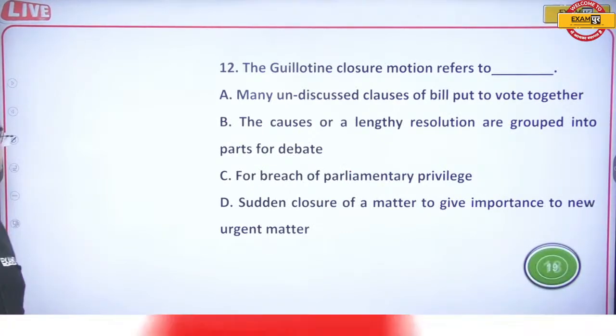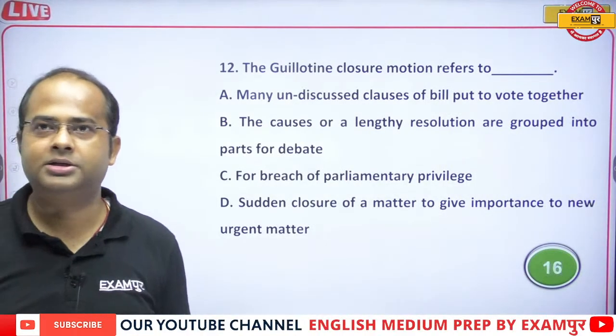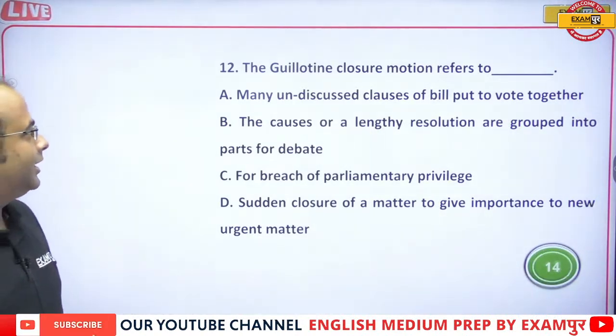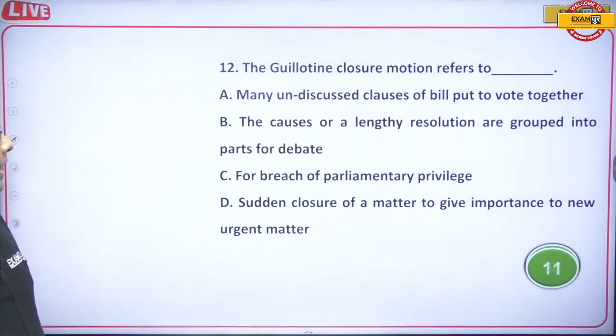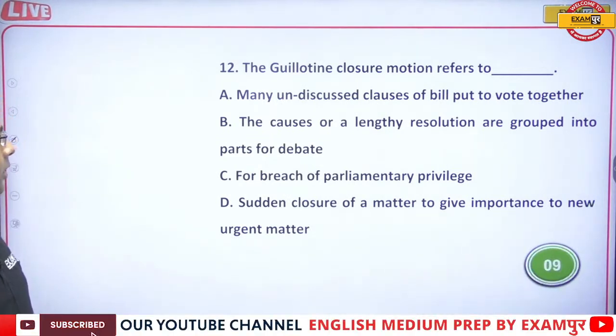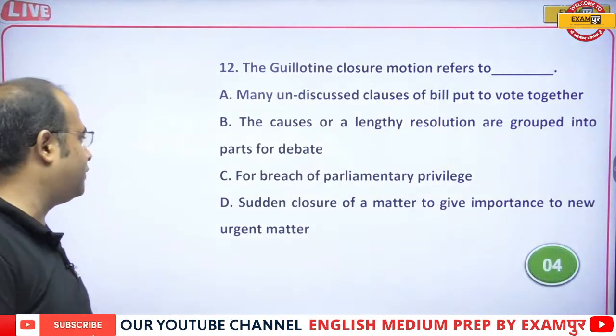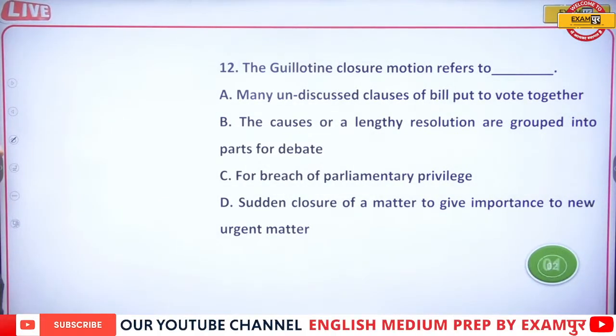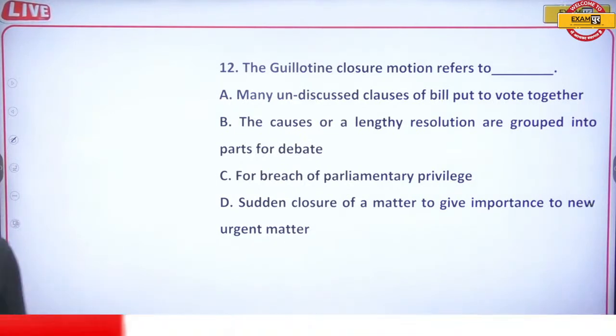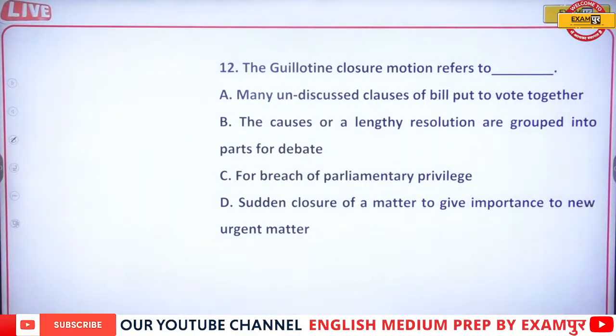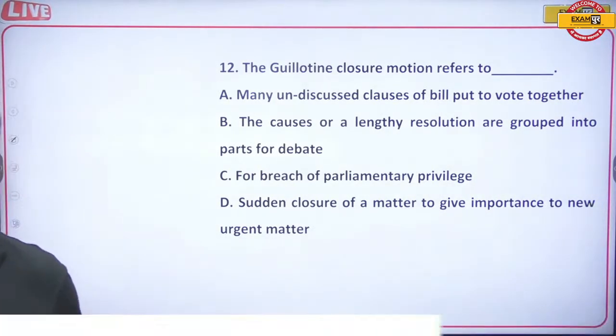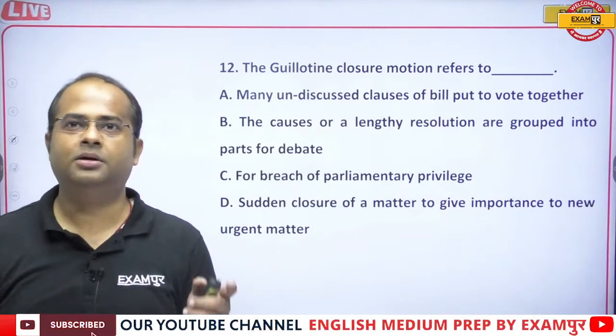Now, this is a very good question. Let's see how many of you can answer this. The guillotine closure motion refers to many undiscussed clauses put on the vote together. The clauses or the lengthy resolution are grouped into parts, or the debate for the breach of parliamentary privilege, or sudden closure of a matter to give importance to a new urgent matter. Governor appoints Advocate General of the state, definitely. Like Attorney General is appointed by President, Advocate General is appointed by the Governor.